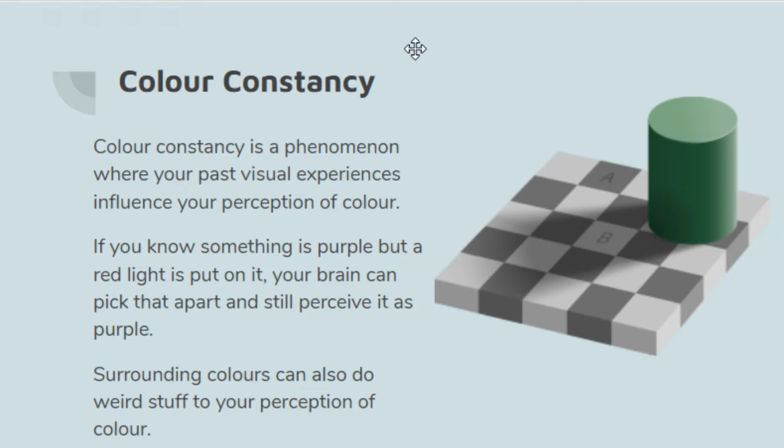Surrounding colors can also do weird stuff to your perception of color, kind of in a similar vein. You guys have probably seen this optical illusion before. You can look it up in more detail. Basically, just look up color constancy if you're curious about this and do an image search on Google. You'll see that if we were to color sample this square A and color sample this square B, they would actually be the exact same color. But they don't look like it. It's because of the surrounding blocks and the fact that something's in shadow, it messes with our brain, and we see this as lighter and this as darker, but these are identical colors.